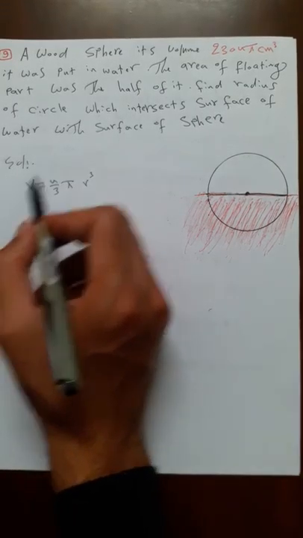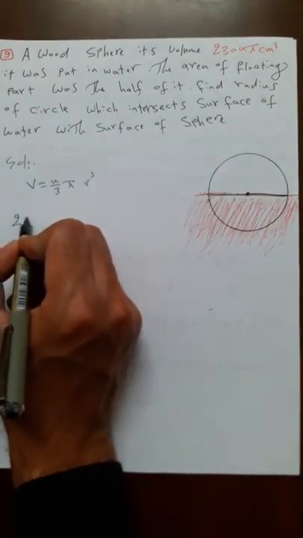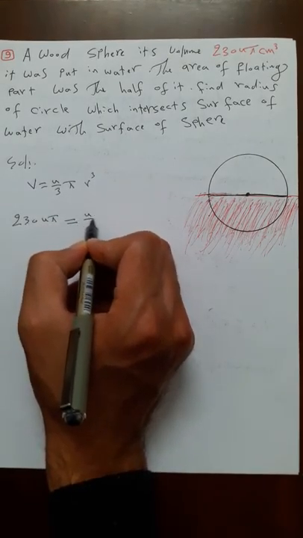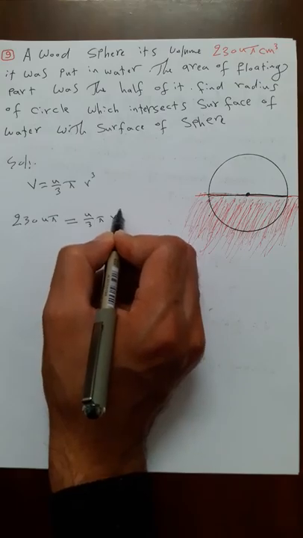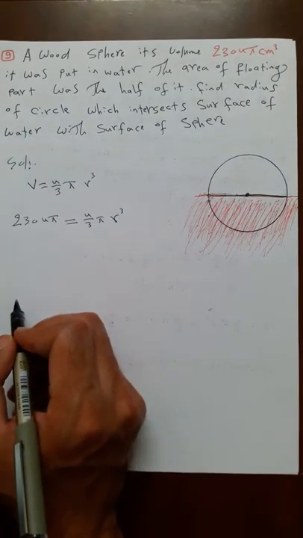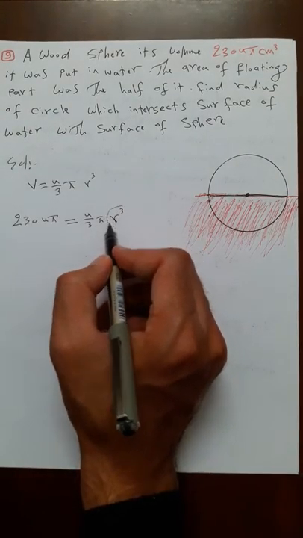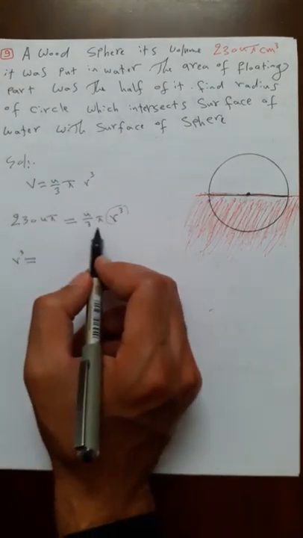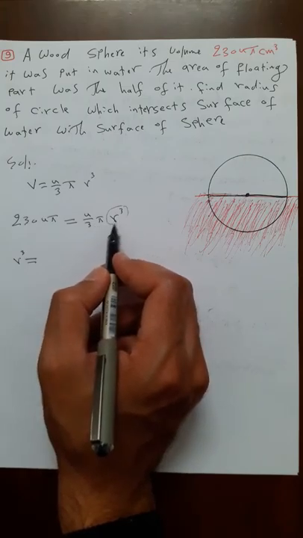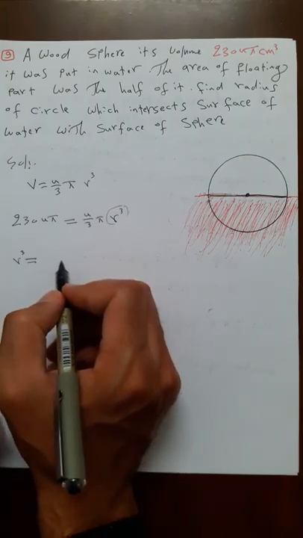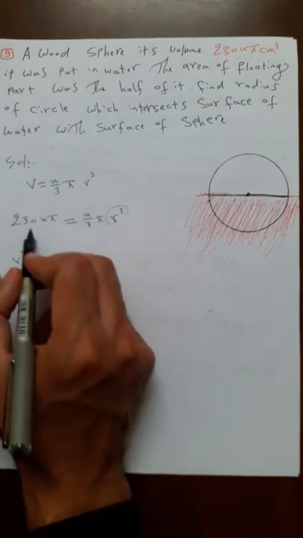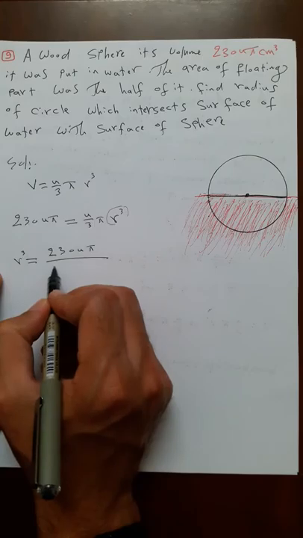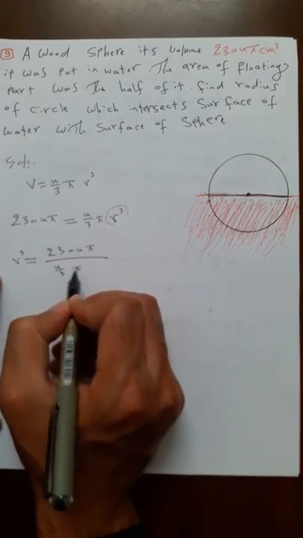The volume of the sphere is 2304 pi, equal to 4 over 3 pi r with power 3. Now to find r with power 3, I will divide this equation by the coefficient of r with power 3. So r with power 3 is equal to 2304 pi divided by 4 over 3 pi.